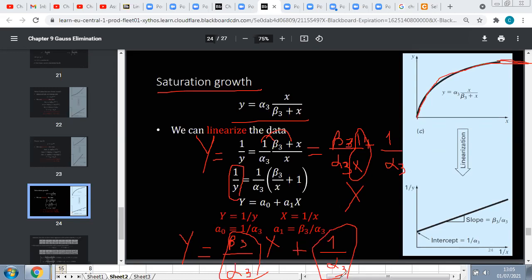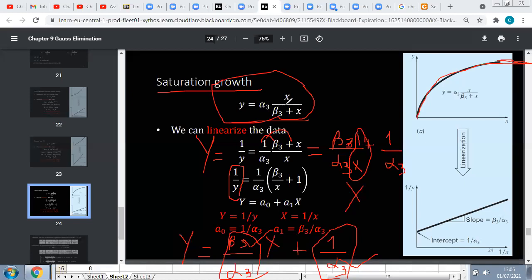Okay, so if I have such a function, I can linearize it and find the coefficients A0 and A1. And once I find A0 and A1, I can then calculate the values of alpha 3 and beta 3, and then find the saturation growth equation. Okay. Any question on this?